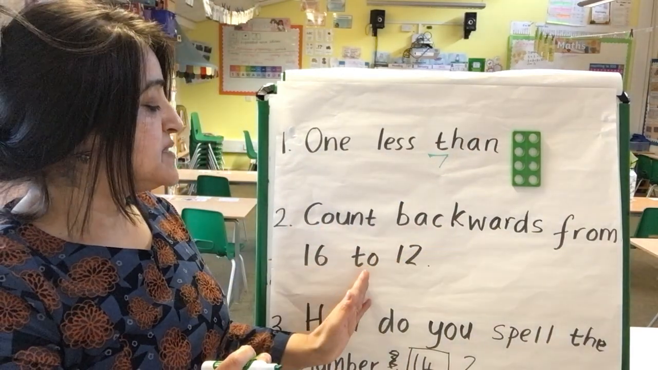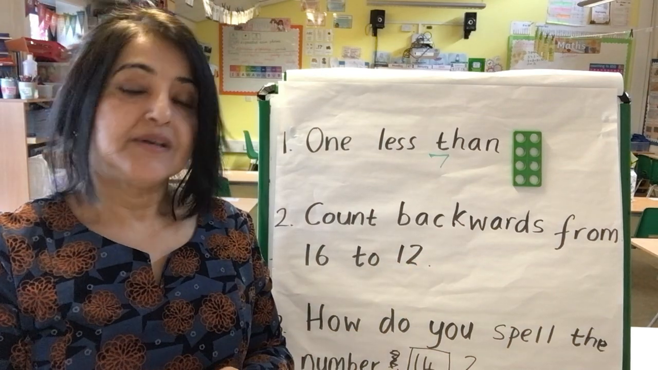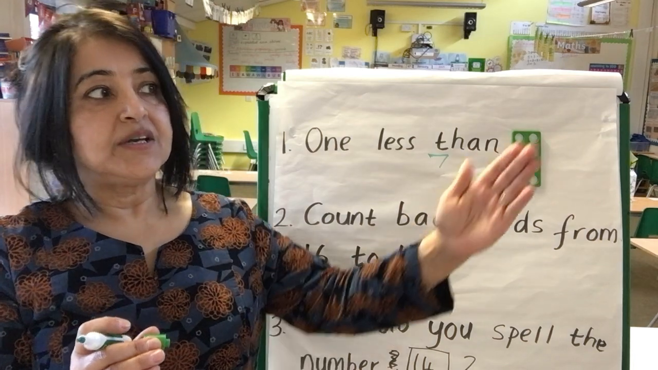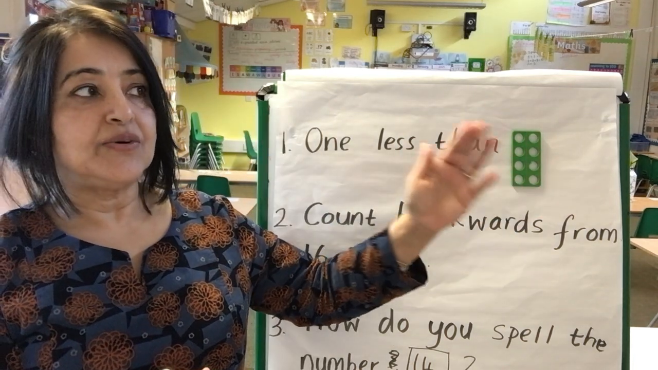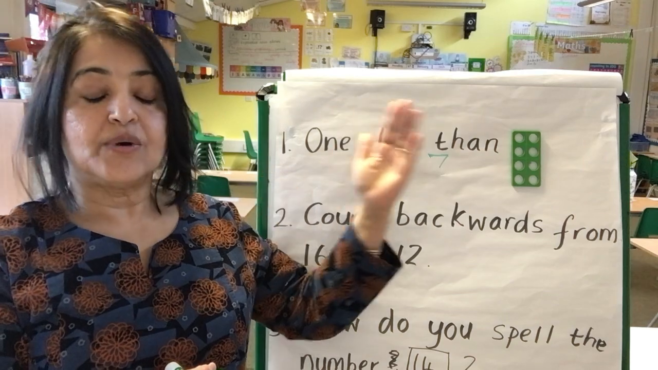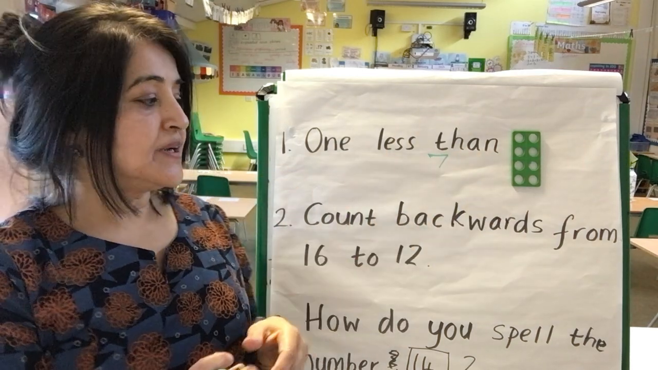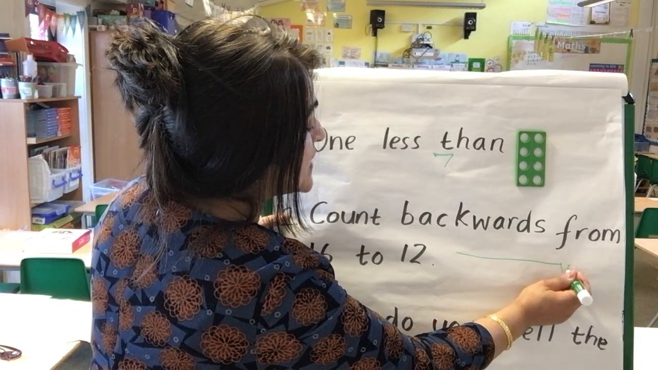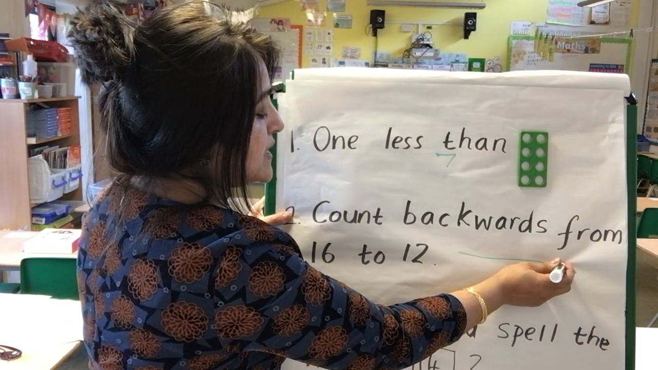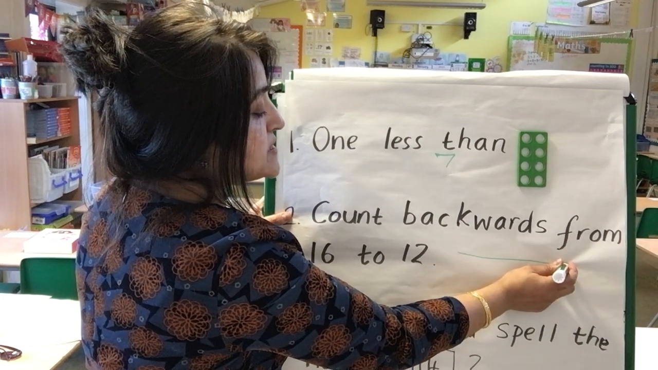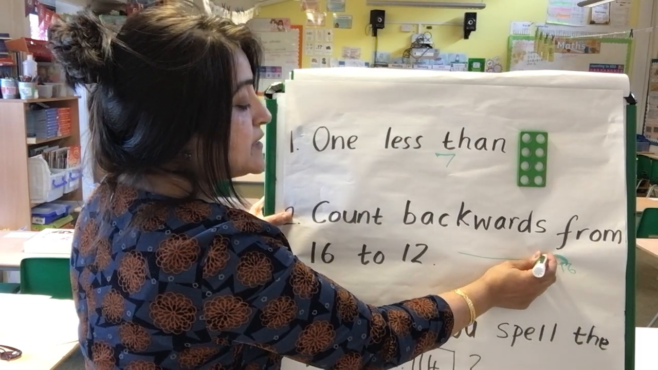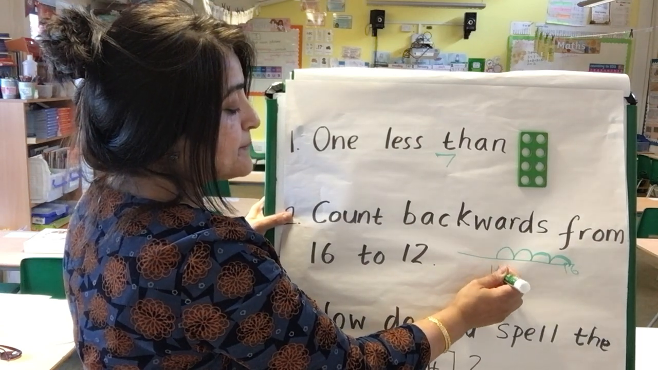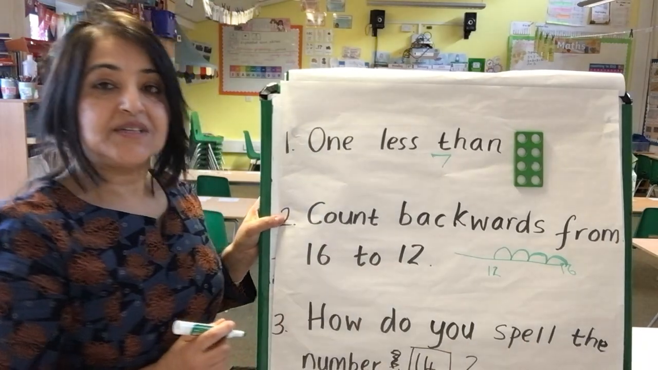Count backwards from 16 to 12. So, you're on 16, and when you count backwards, you are going back. So are your numbers getting bigger or are they getting smaller? They're getting smaller. So, you could have done your number line, couldn't you? You could have had 16 there, and you could have said 16, 15, 14, 13, 12. Well done if you did that.